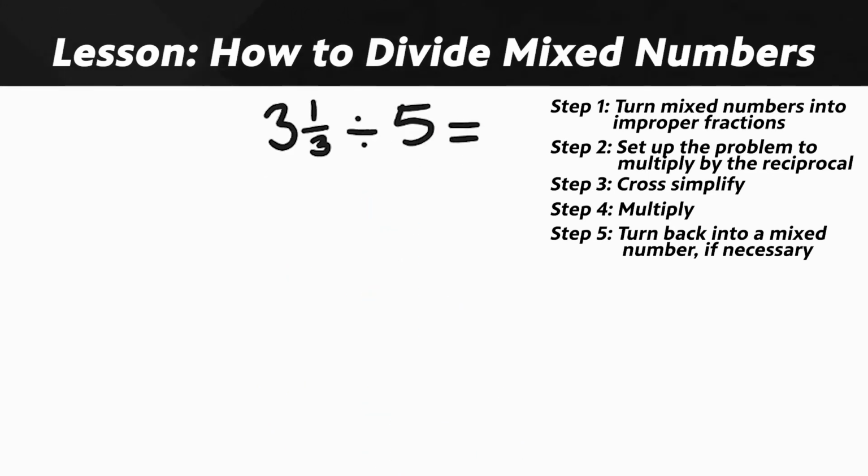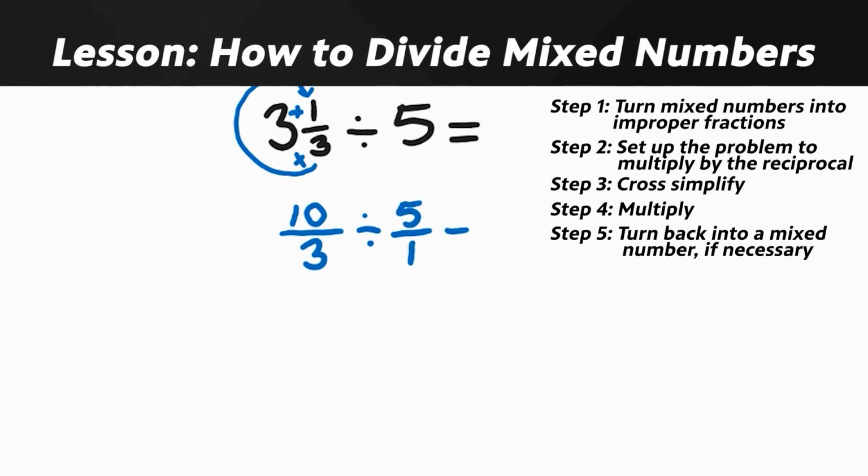All right, last one. This time, let's plug a whole number in there. Okay, step 1, turn the mixed number into an improper fraction. Easy enough. 3 1/3 becomes 10/3. The 5 is going to need to turn into a fraction. So we'll do what we always do with whole numbers when we're multiplying or dividing fractions, and we'll write it as that number over 1. Now we're ready for step 2, and we'll change it into a multiplication problem and flip that 5/1 to become 1/5 because we multiply by the reciprocal when we divide fractions.